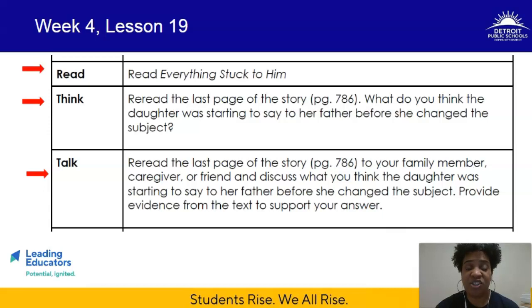The read, think, talk, write protocol is still in full effect today. You're going to skim through the text again. You're going to reread specifically the last page of the story on page 786 as a part of your activity to get you set up for that. And then you're going to think about what you think the daughter was starting to say to her father before she changed the subject. So in that particular section of the text, which we will revisit, she starts to say something but doesn't. And so you're going to speculate a little bit about what you think she was going to bring up based on how the plot, both of the introductory story and the internal story, unfolds.